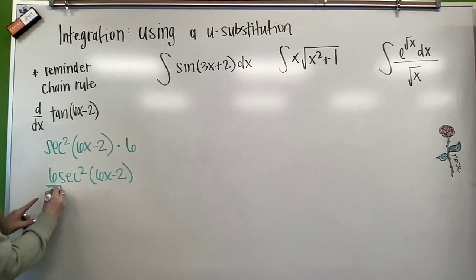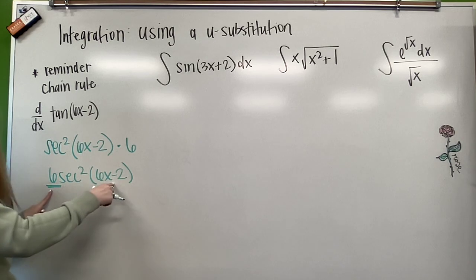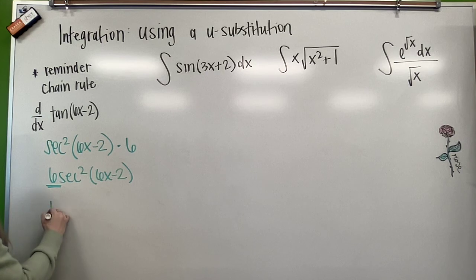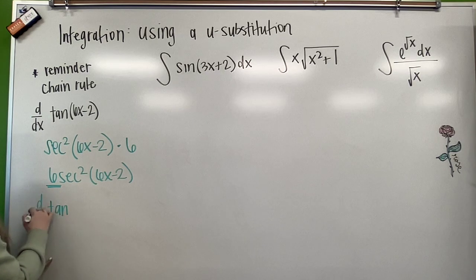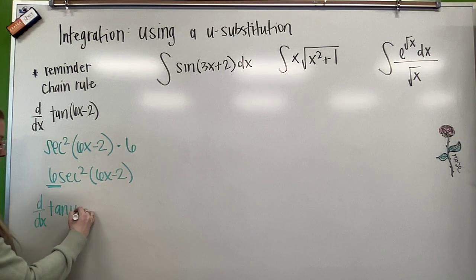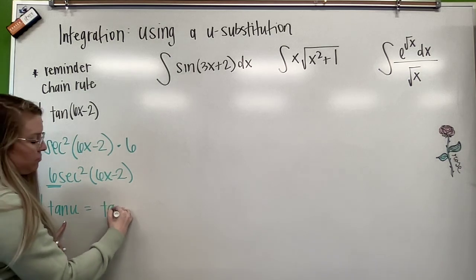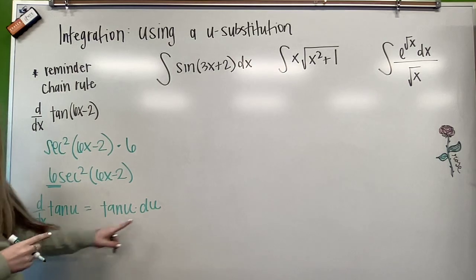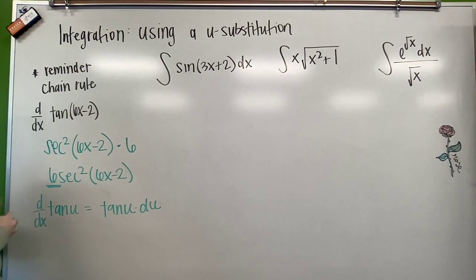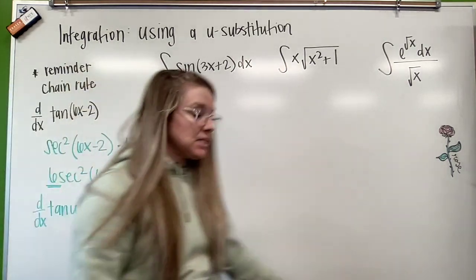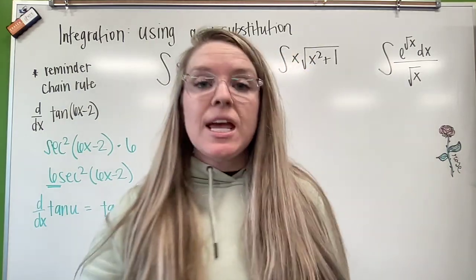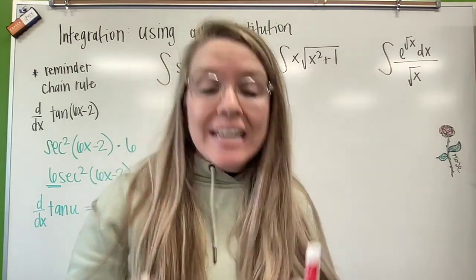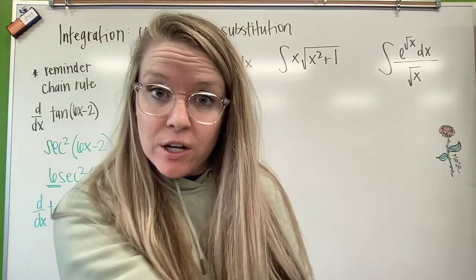So we're going to see the derivative of the inside, right? If you remember, we set this up as saying the derivative of the tangent of u is going to be secant squared of u du, the derivative of the inside function. Keeping that in mind, we're going to look at some of these antiderivatives, and we're going to have to use a U-substitution because there is a function inside of a function.